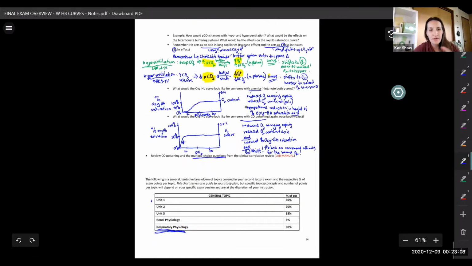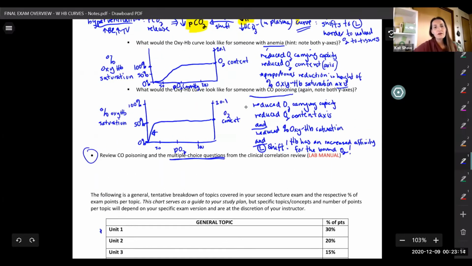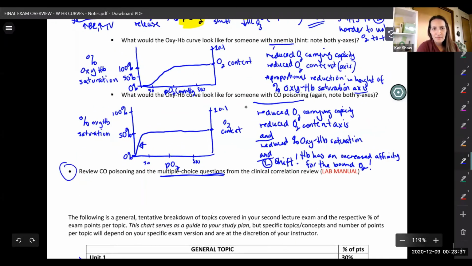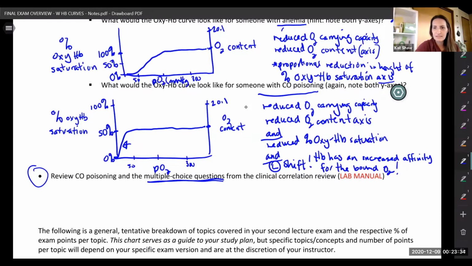Okay, so our job right now then is to pick up and do this review of the carbon monoxide poisoning multiple choice questions from this clinical correlation that is in the back of the lab manual. And before we do that, however, I want to show you this curve. Let me blow this up. Maybe that will make it look a little less sloppy here. And let me get a different color here.